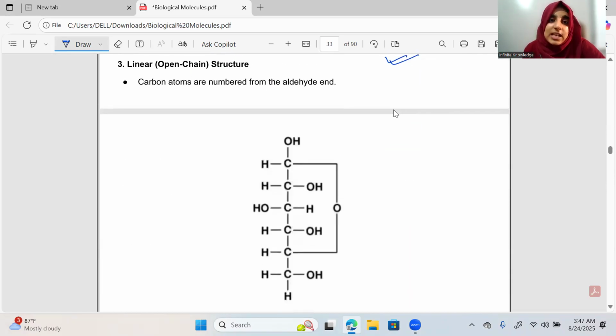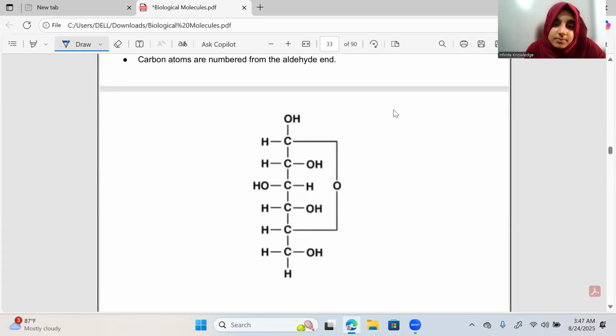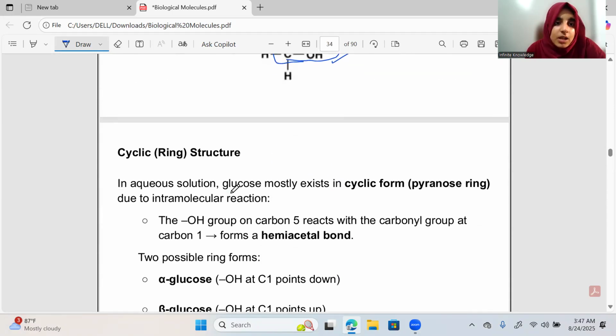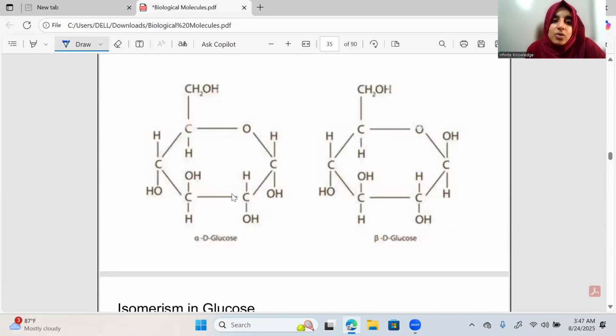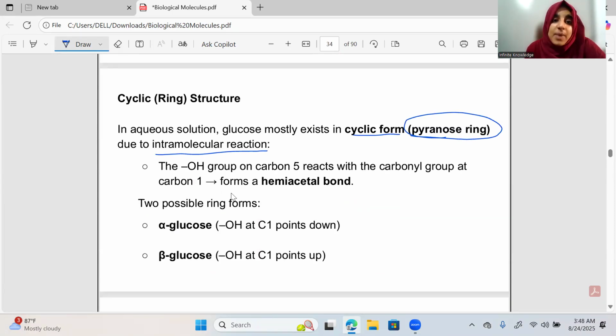Now, first we're going to study the linear structure of glucose, right? See, this is carbon number 1, okay? And this is the aldehyde group which is present, okay? Right? Now we move on to the cyclic or the ring structure. In aqueous solution, glucose exists in a cyclic form that is known as the pyranose ring due to intramolecular reaction. Okay, so whenever glucose exists in the cyclic form like this, in a ring-like structure closed from all the ends, then it is known as what? It is known as the pyranose ring.